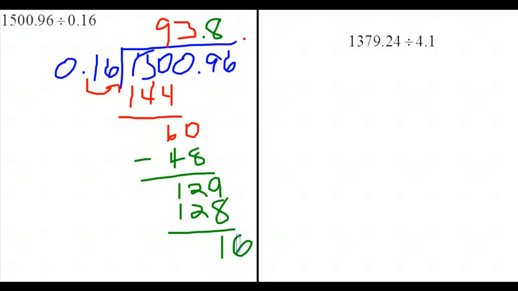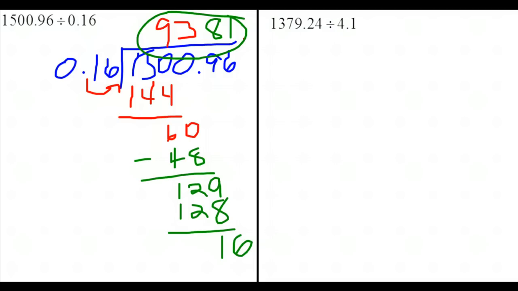Difference of 1. So, whoop, I made a mistake. Worth noting, I put the decimal point where the decimal point used to be, but should not be now. 16 hundredths, in fact, goes into 15,096 hundredths, 9,381 times.